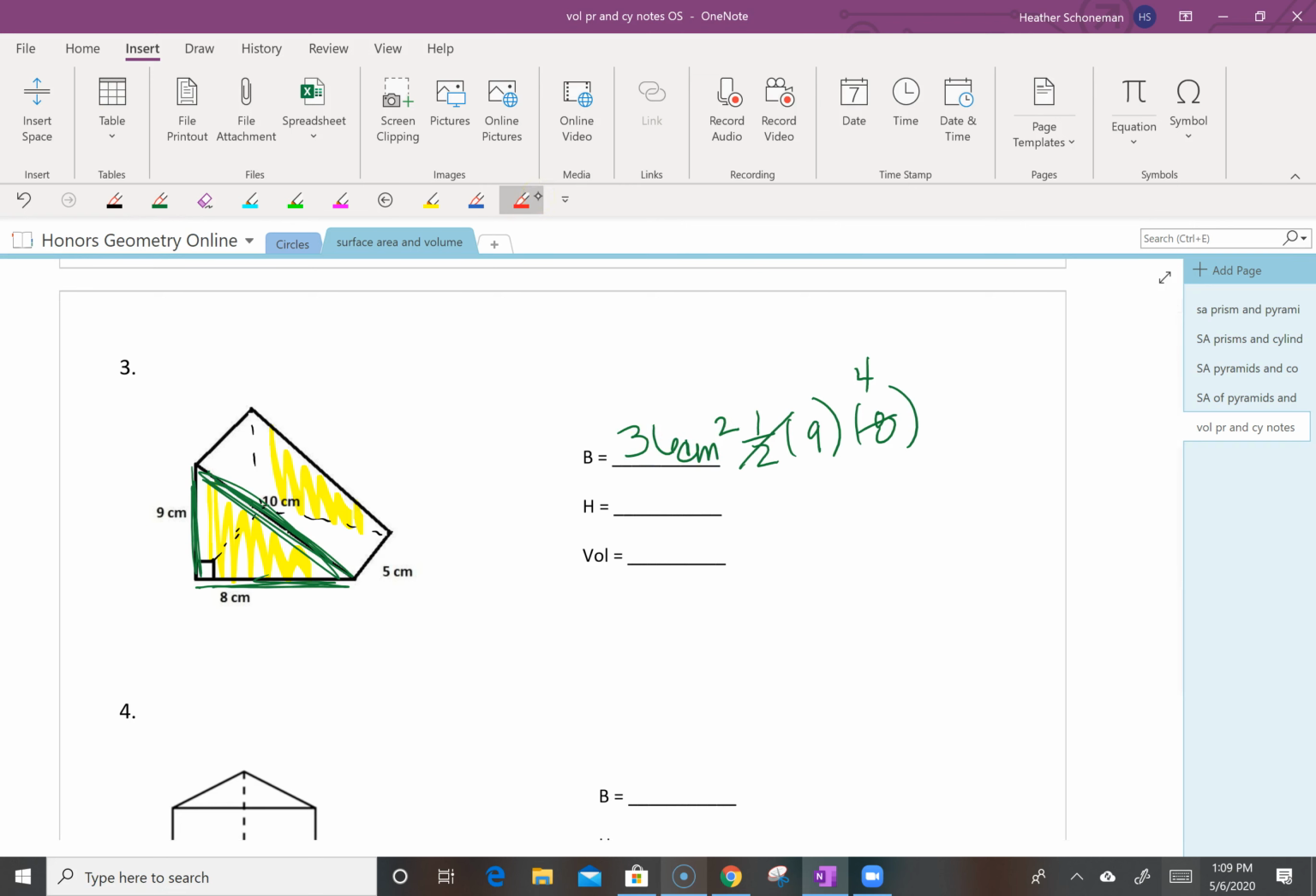Height. The height is not 9. The height is how far apart the two bases are. So how far apart the two triangles are, which in this case is 5 centimeters. And then your volume is going to be the base times the height. So 36 times 5 gives us 180 centimeters cubed.